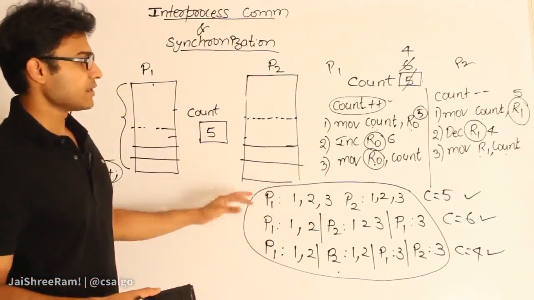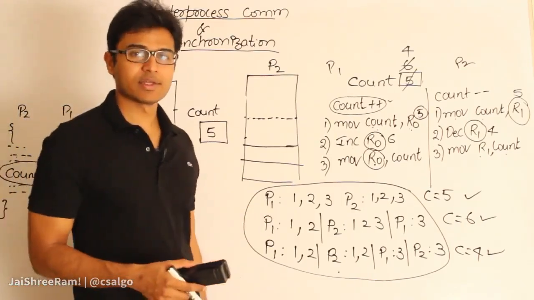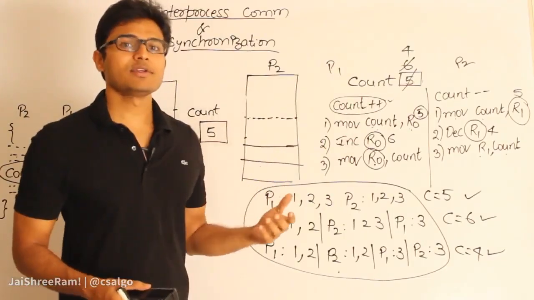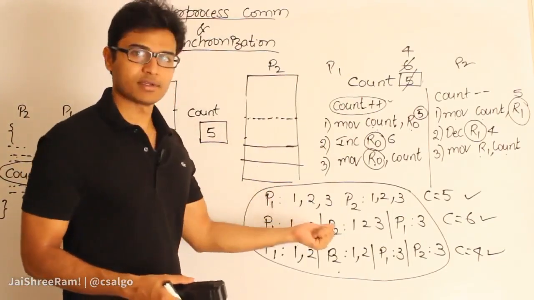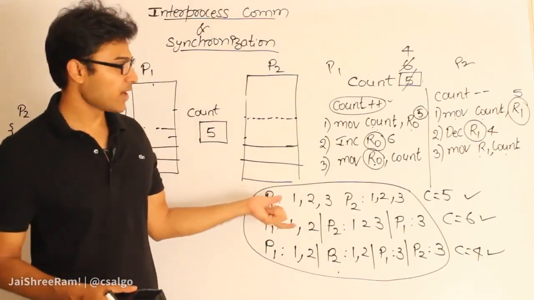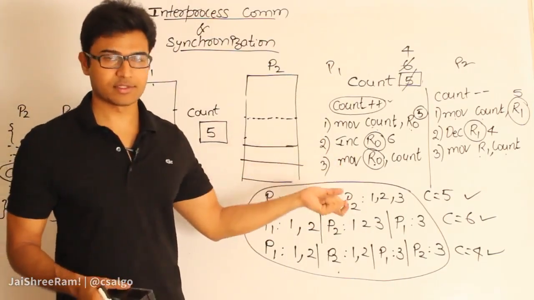This is called a race condition. Race condition means the final output depends on the order in which the processes are getting executed, right? Which should be avoided. The actual value has to be 5, which is the consistent value.